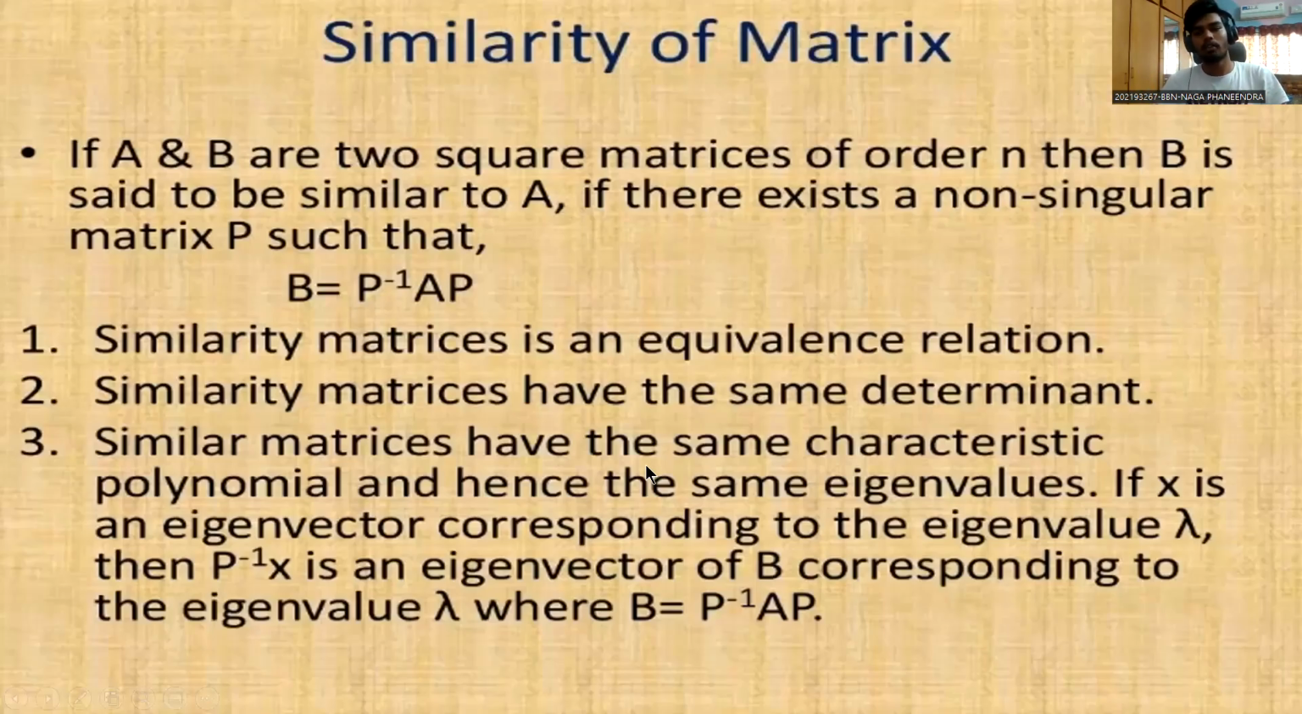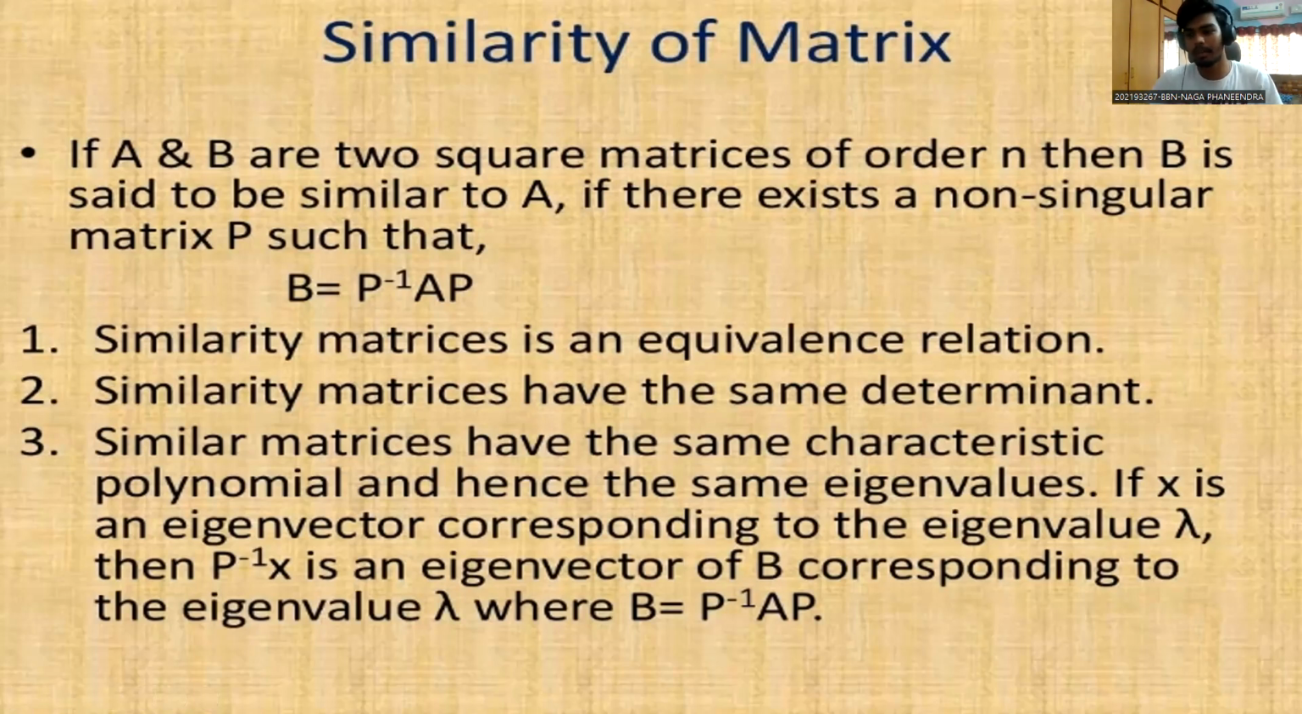Now, similarity of a matrix. If A and B are two square matrices of order n, then B is said to be similar to A if there exists a non-singular matrix P such that B is equal to P inverse A P. Similarity of matrices is an equivalence relation, and similar matrices have the same determinant. The determinant cannot be changed.